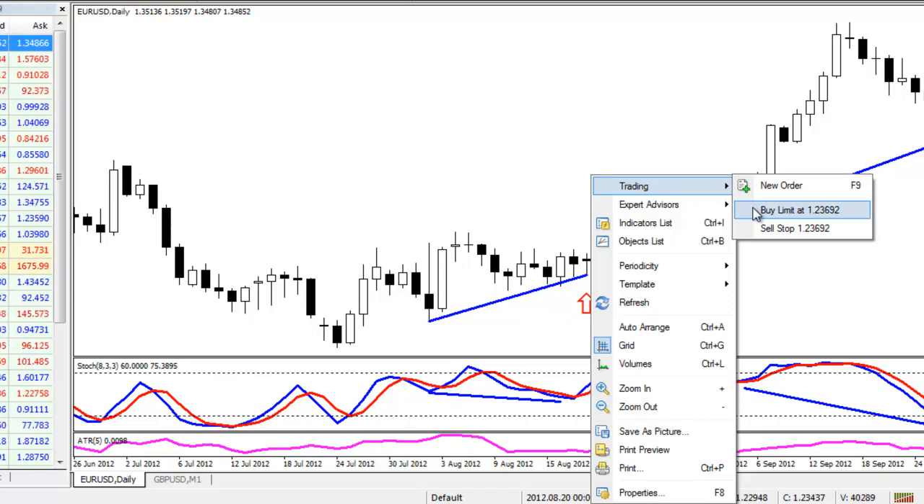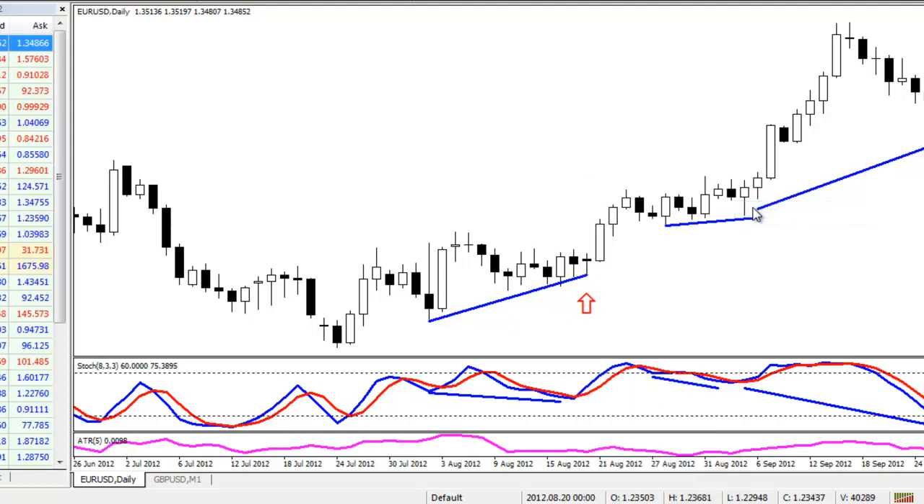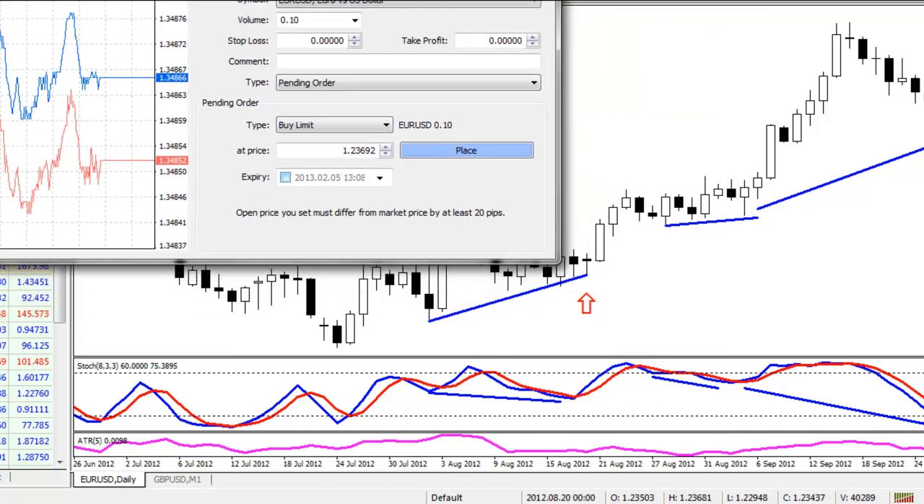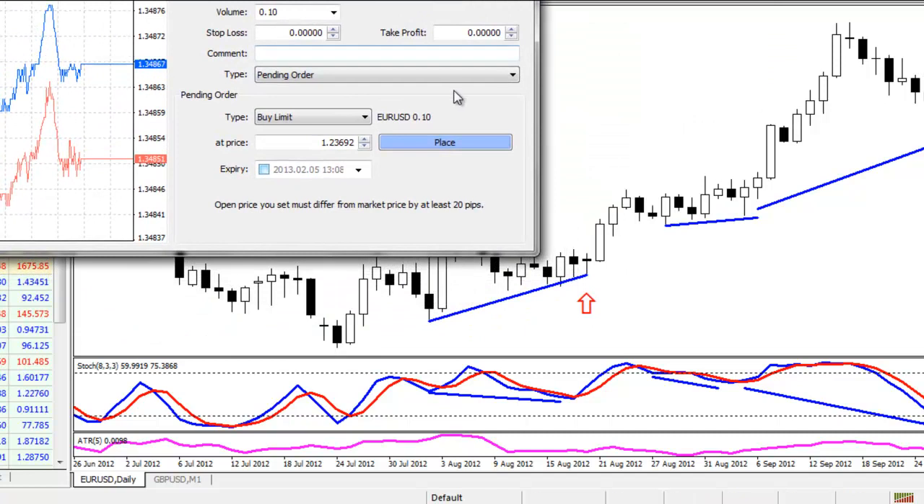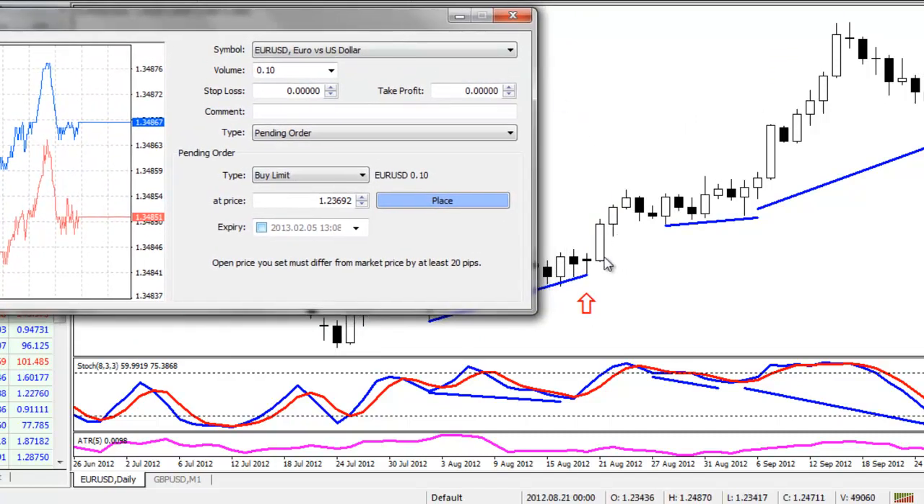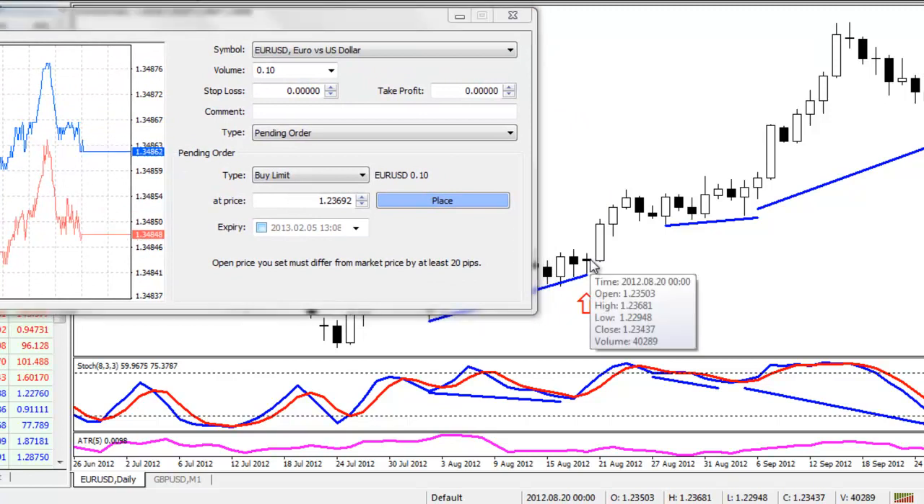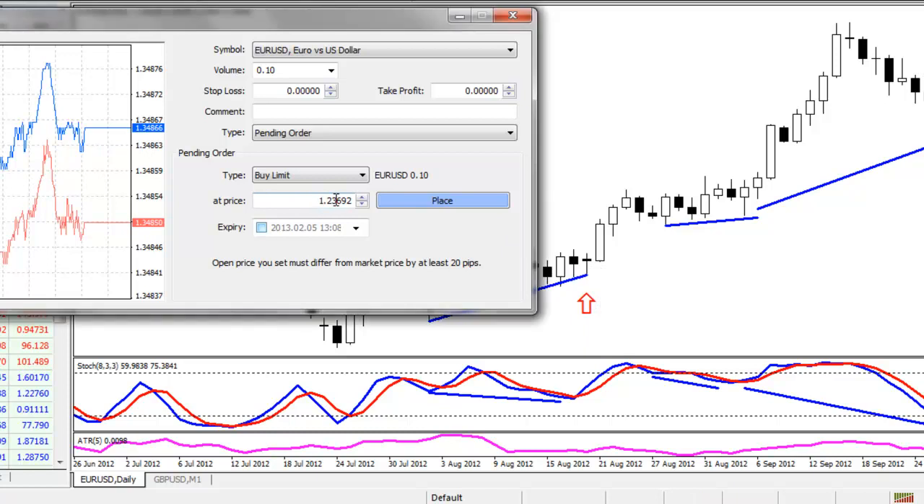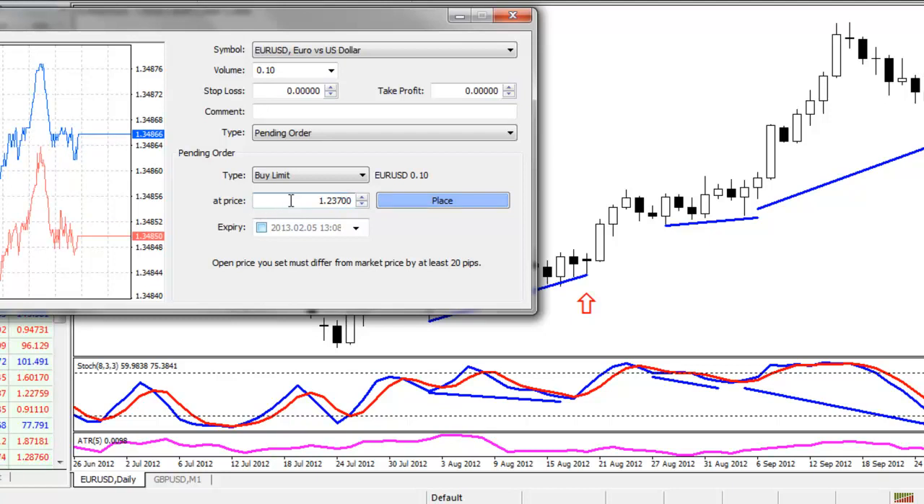Now it's a buy order. At the time this would be a buy stop. And I want to place that order 2 pips above the high of the bar, or the high of the candle in this case. And we know that's 1.2370, which we can see neatly there has been placed in the entry order price.